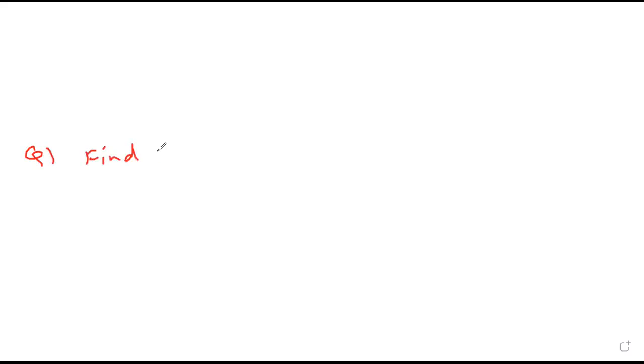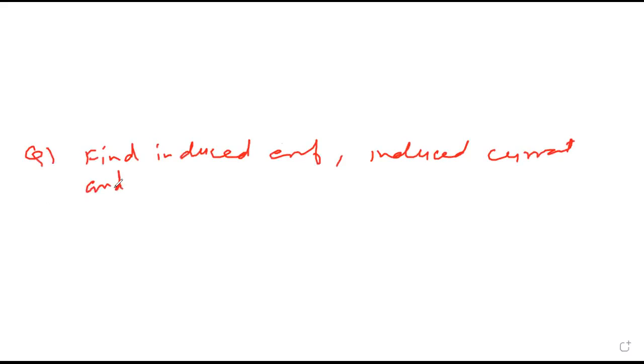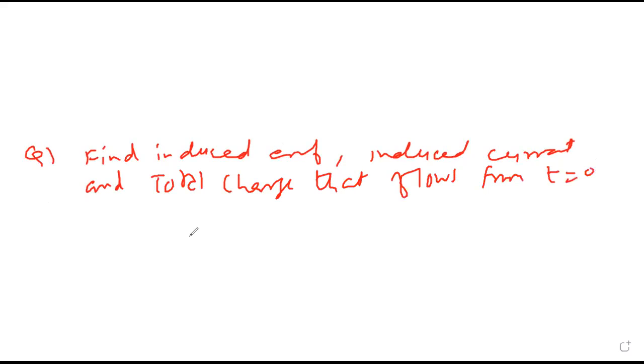Find induced EMF, induced current and total charge that flows from t equal to 0 to t equals to t naught. t equals to 0 to t equals to t. Let's start from 0 to t: induced EMF, induced current and charge are required.